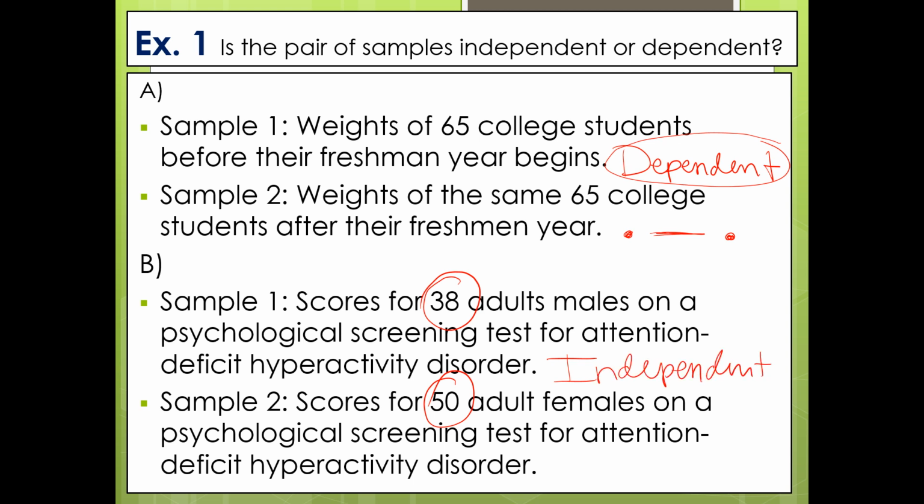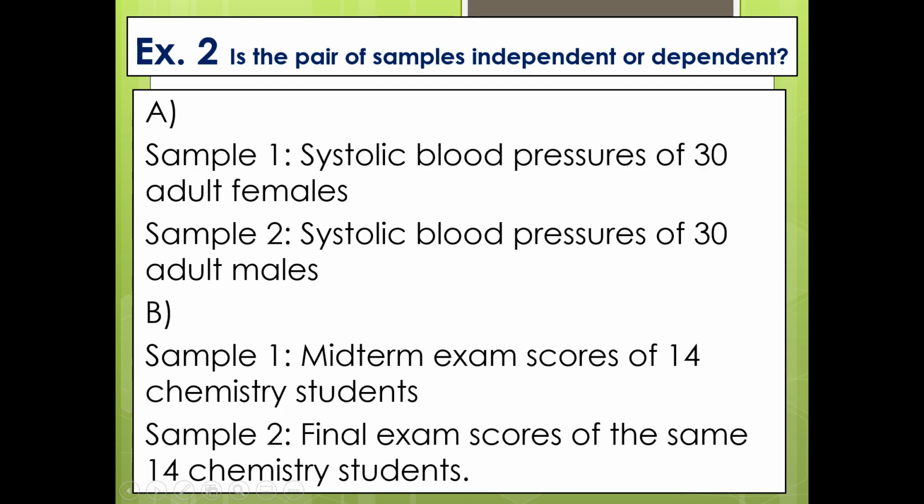So you will have a few questions on a quiz or a test that just ask you to do this. Are they independent or are they dependent? So you'll have to make that distinction. Okay. So let's read these two and do these real quick. Okay. So sample 1 says systolic blood pressures of 30 adult females, systolic blood pressures of 30 adult males. Now, these are the same amount of people, but these people have no relationship to each other that we can tell. We're just taking females' blood pressure, taking males' blood pressure. These seem totally independent of each other. So these are independent. Okay?